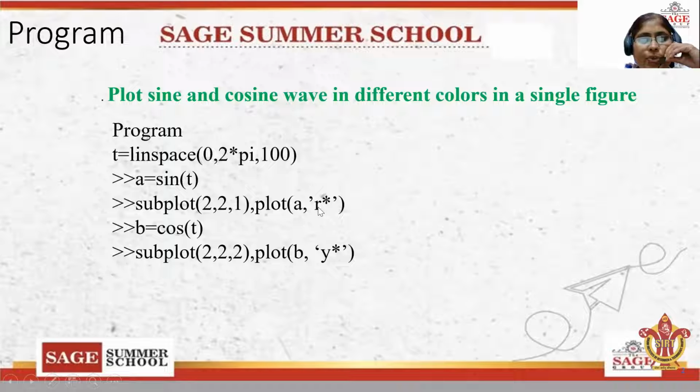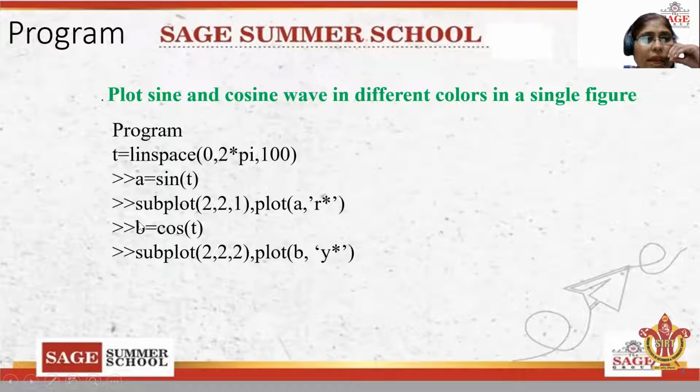And then here I wrote R. This R is written to draw this sine wave in red color, with the help of a star, so the star is written here. Next, I wrote b equal to cos of t. So b is the variable here, and a is the variable where the values of sine of t are assigned, and b where the values of cos of t are assigned respectively.